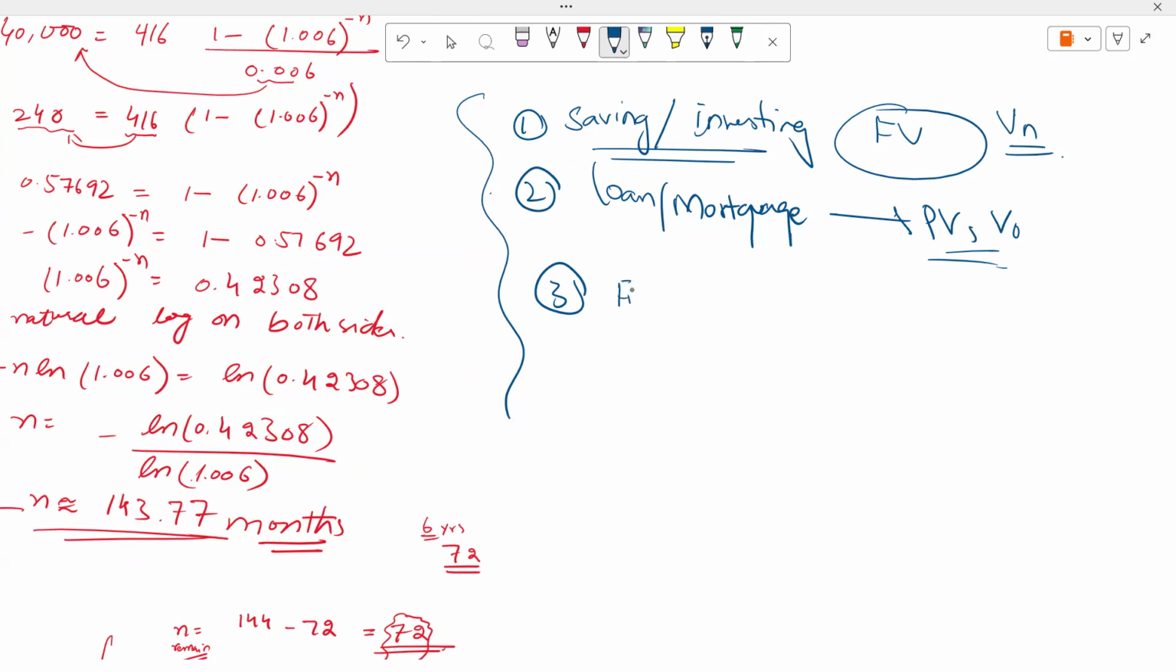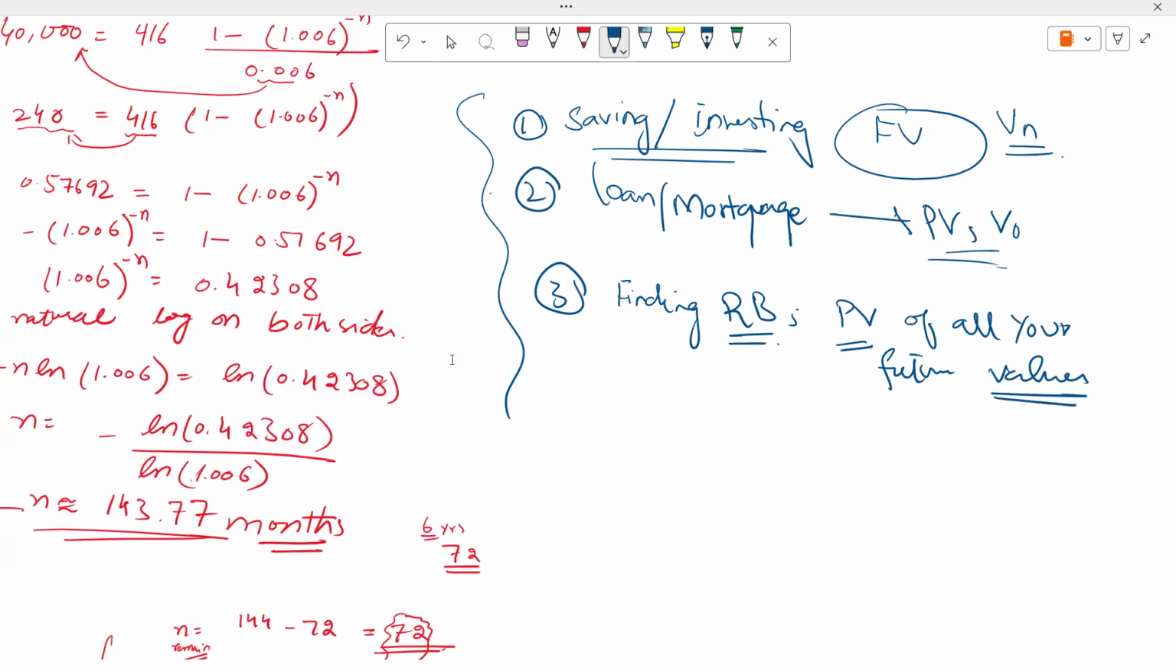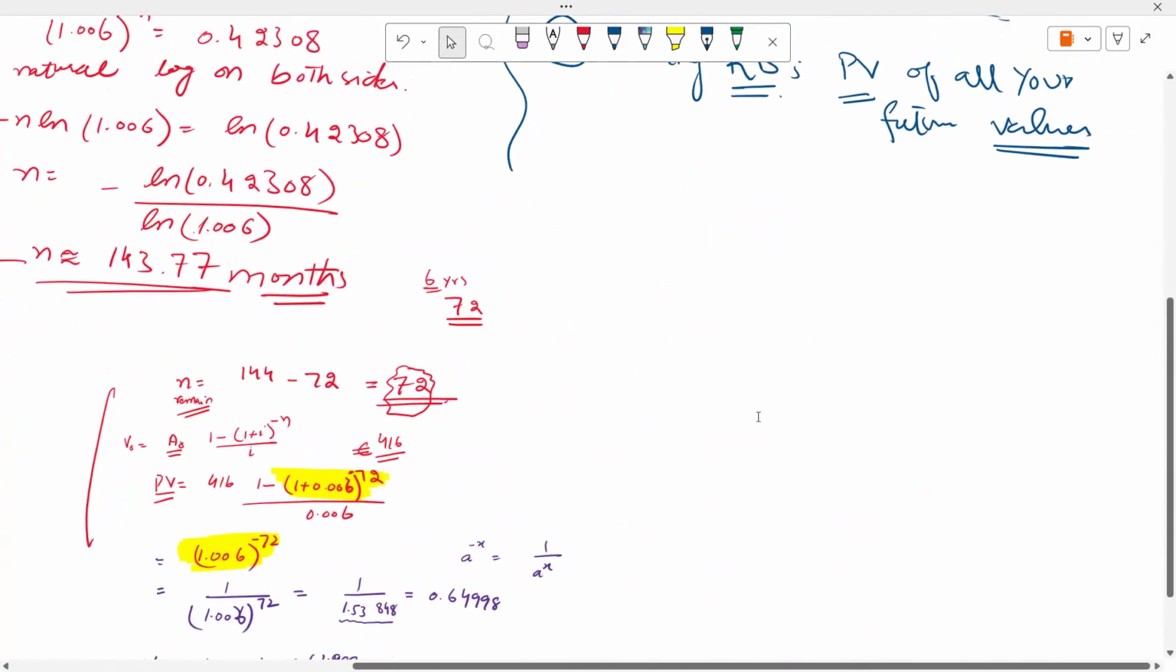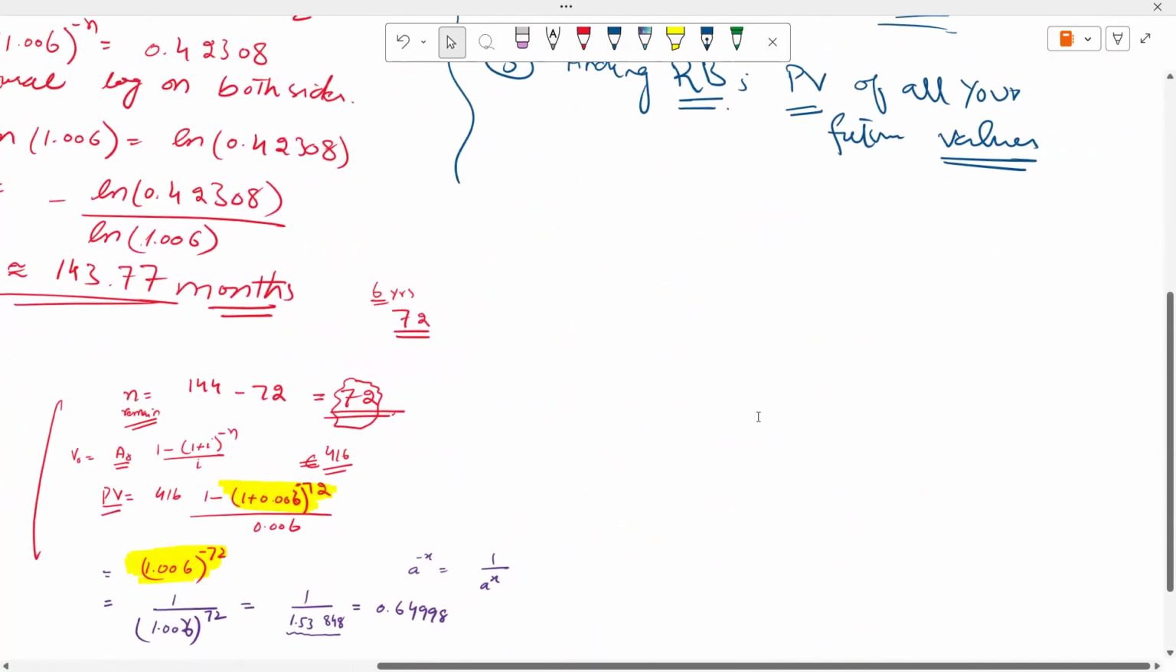So whenever you have a problem of finding remaining balance, RB means remaining balance, you will calculate the present value of all your future values. This is exactly what we did in the C part. I was going to pay 416 euros every month for the next 72 months. So I calculated the present value for this, and I would pay this to get rid of my loan, right? And this is it.